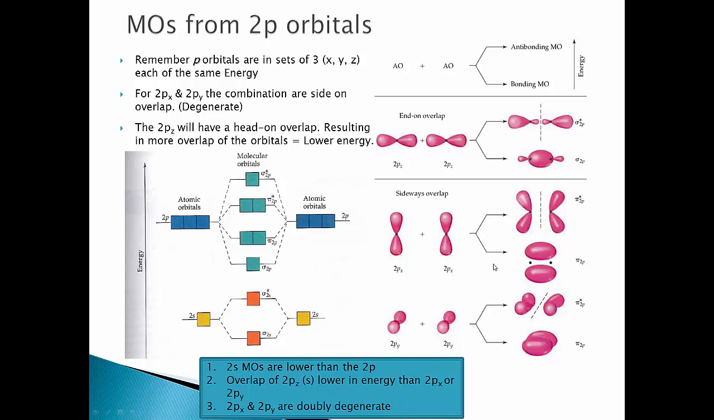Because of the types of overlap that we get, your 2pz has a lower energy than your 2px and 2py. 2px and 2py are of a similar energy, but 2pz is lower. Putting that in, we've got our lower energy, that's our 2pz bonding, and 2px, 2py is this one, and then we have our anti-bonding orbitals that correlate to it.